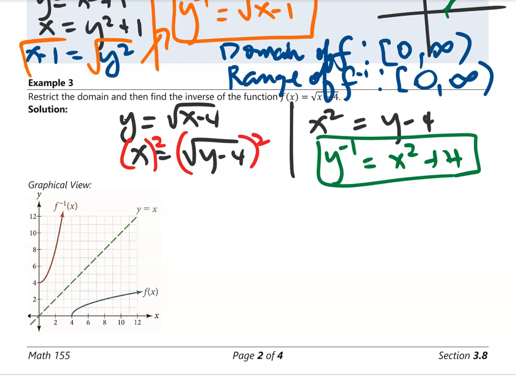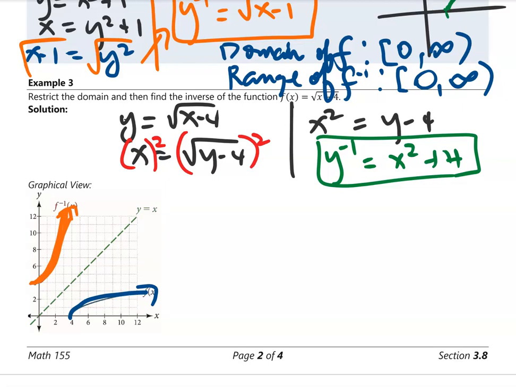And that is the graphical view of this. Square root of x minus 4, that's 4 to the right. So this is your f of x, and the inverse is x squared plus 4 is this part. Since square root of x minus 4 is just a positive side, so we only want from 0 and above, restricting the domain of our inverse x squared plus 4. So this graph here.